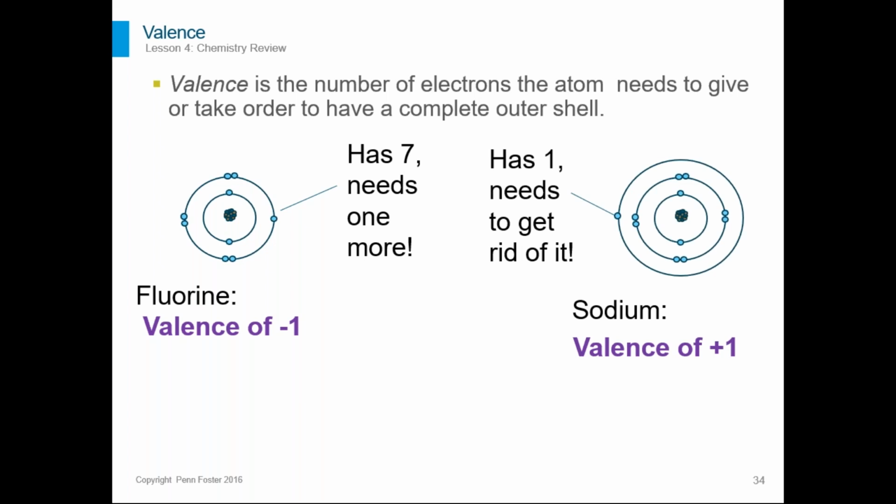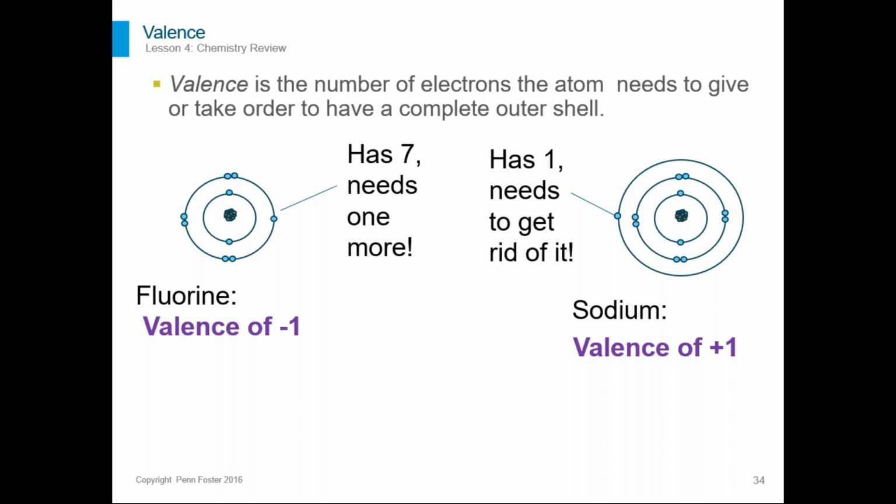This is different than sodium. Sodium has 1 valence electron, so that shell just has 1 extra electron. It needs to get rid of it. If it gets rid of it, that whole shell disappears, leaving it with a full outer shell. So sodium has a valence of +1. It has 1 extra electron that it needs to get rid of.